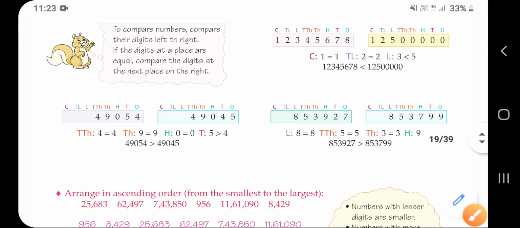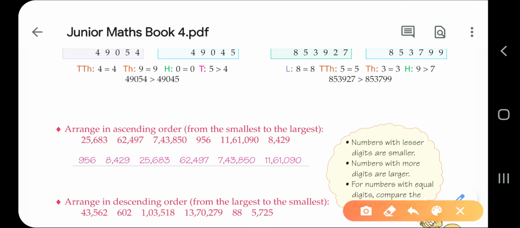Okay, again check this next method, to arrange in ascending order from smallest to largest.